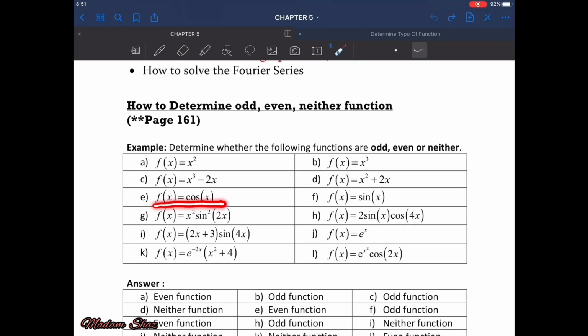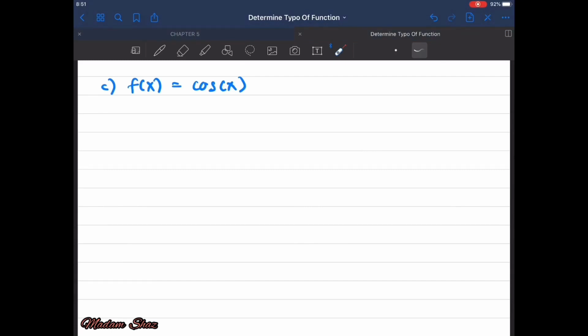This one is a trigonometric function, in terms of cos. So f(x) is equal to cos x. The same step: substitute x with negative x. So f(-x) is equal to cos of negative x. Now how do we simplify cos of negative x? You cannot simply bring the negative to the front, because a trigonometric function is not the same thing as a polynomial function. So this is only for your understanding.